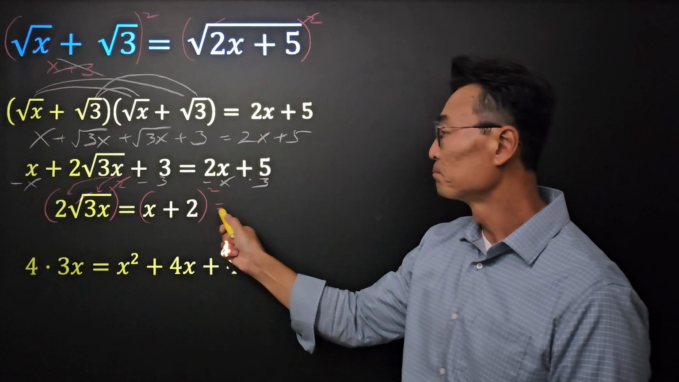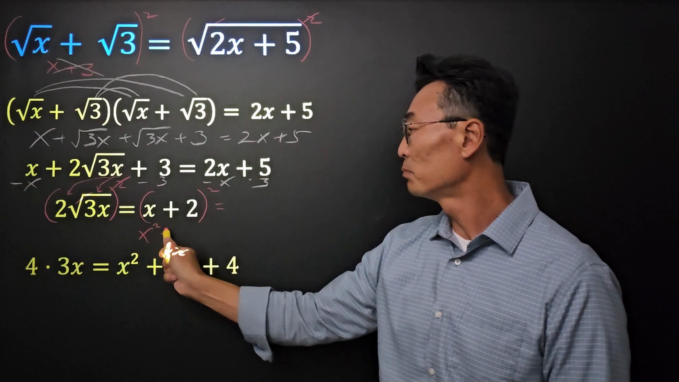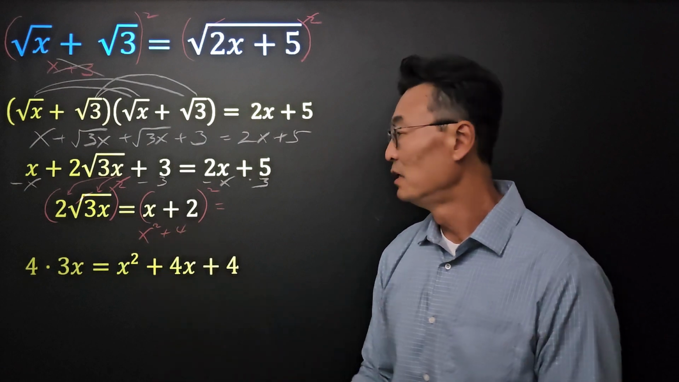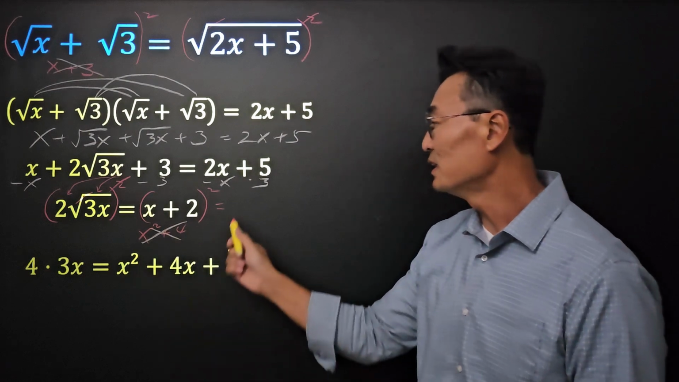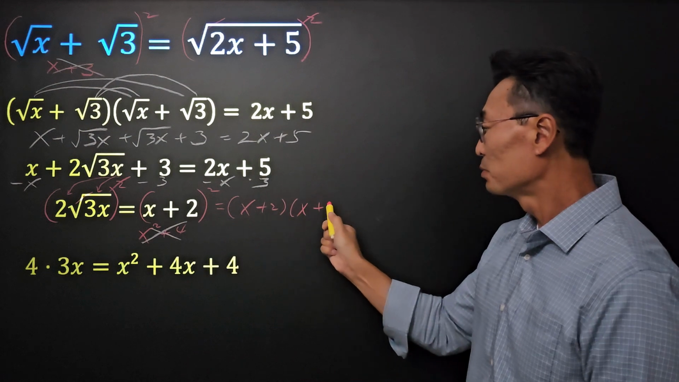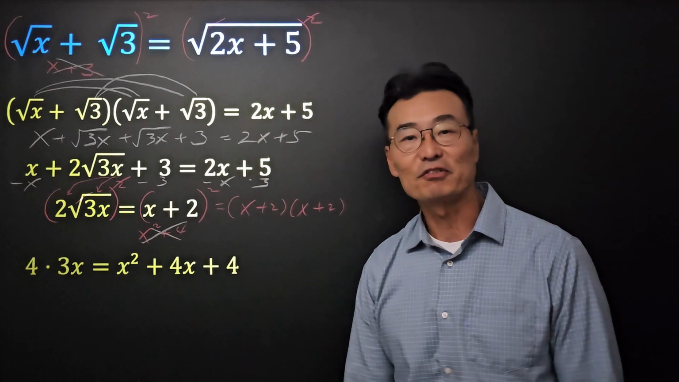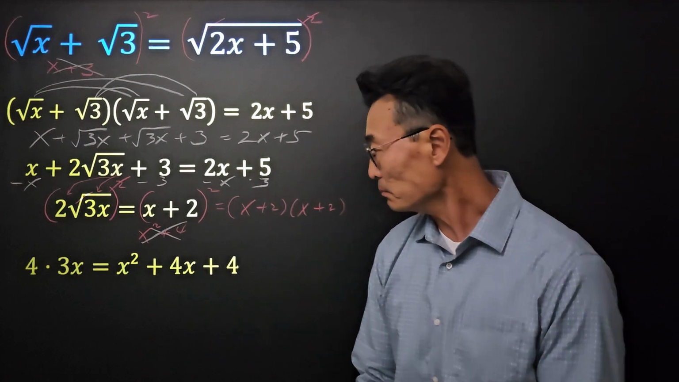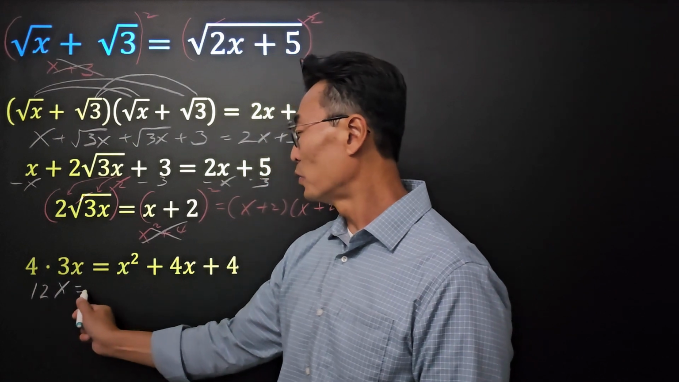Once again, here, when we have x plus 2 squared, if you end up with x squared plus 4, just like before, that is not going to be correct. Instead, you have to go ahead and multiply x plus 2 times x plus 2, where we end up with x squared plus 4x plus 4. Continuing on, this will give us 12x.